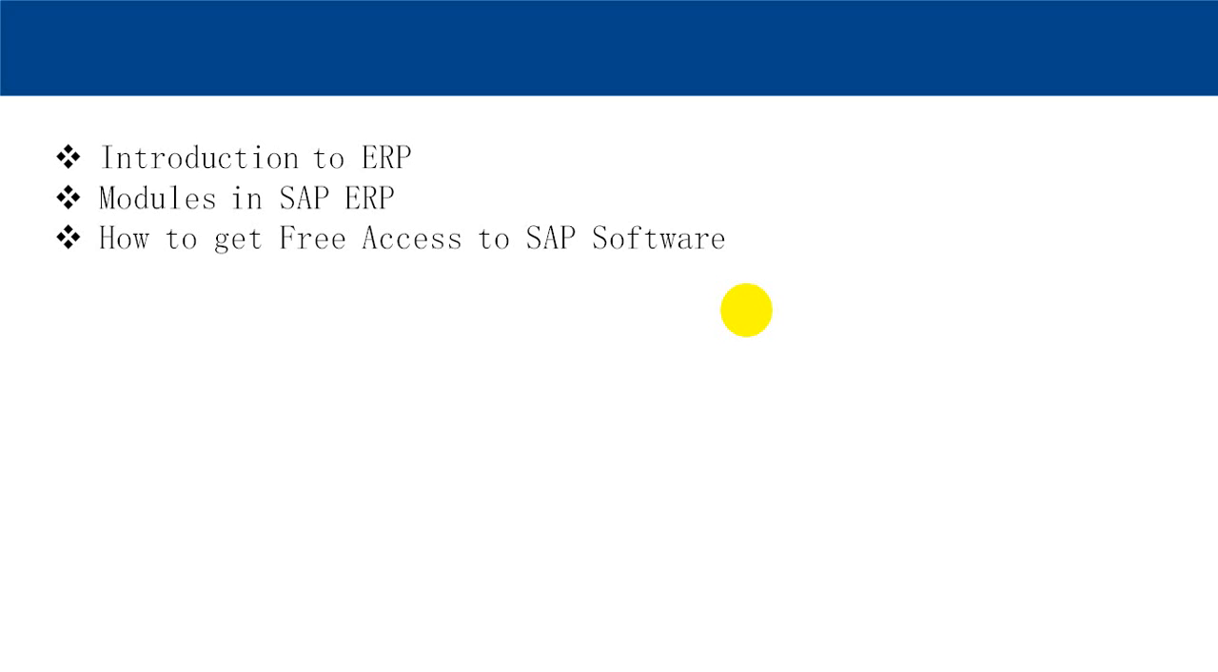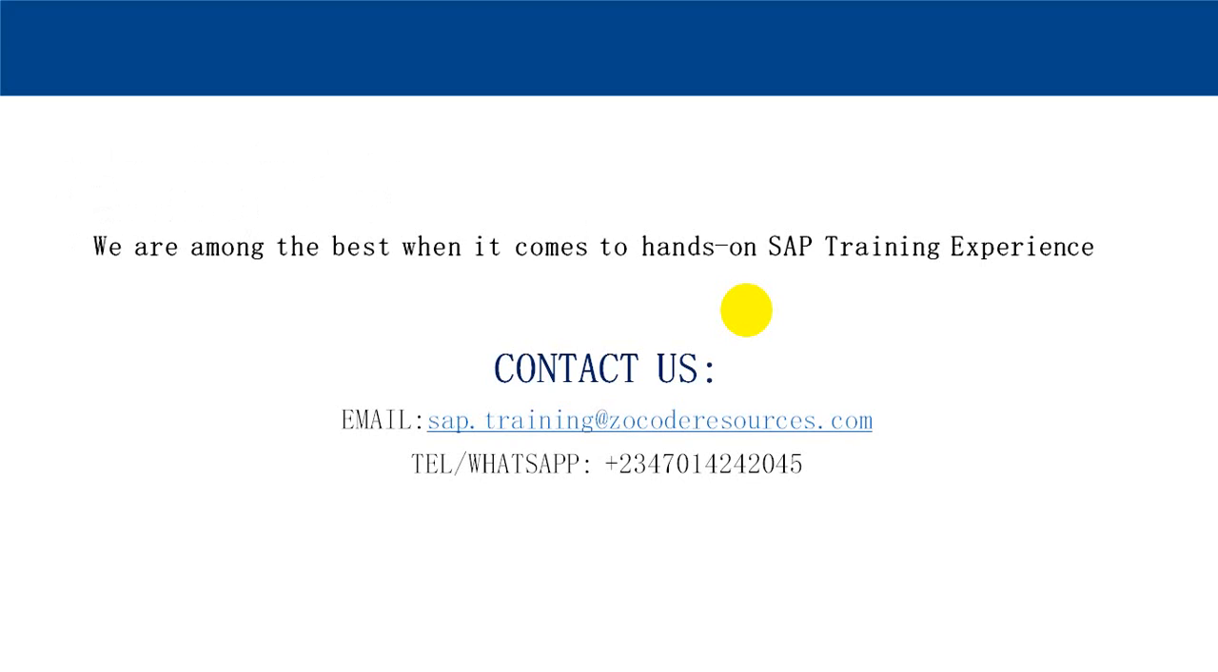Now, for every one of our participants, you get free access irrespective of your location, okay? Because the server is in the cloud, so you can have access to it irrespective of your location. So if you want that free access, you can talk to us, you can hit us up on our email, sap.training@zocoderesources.com, or you can send us a WhatsApp message or chat or call us on our phone numbers.